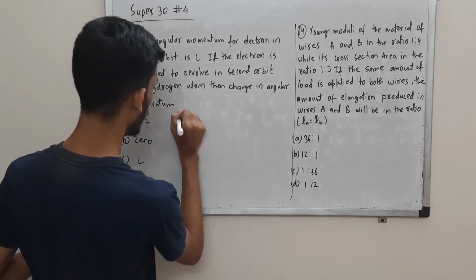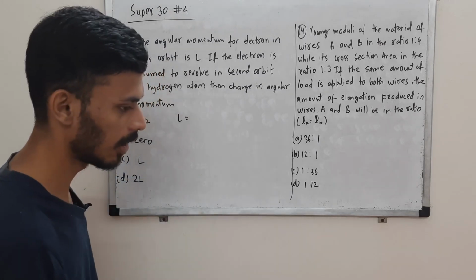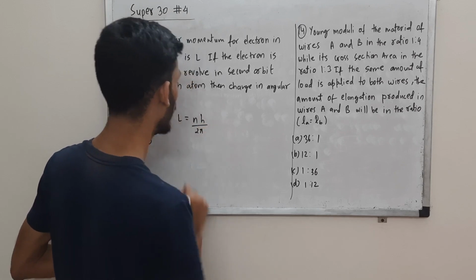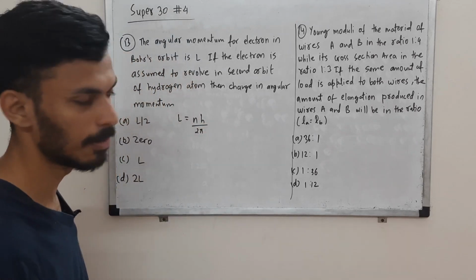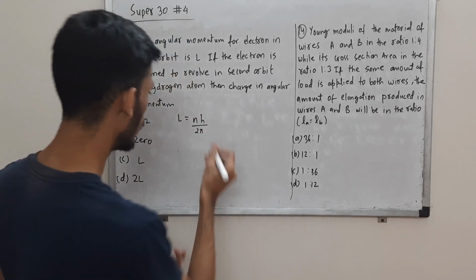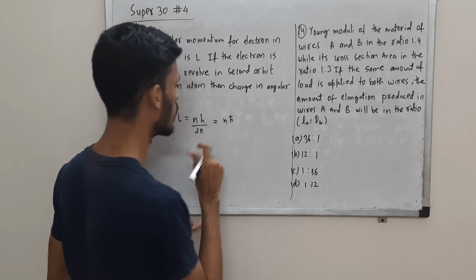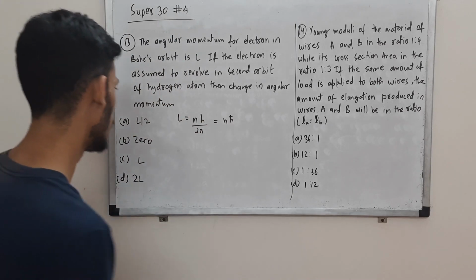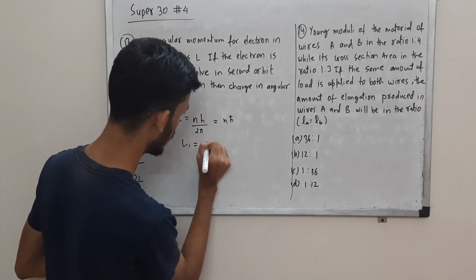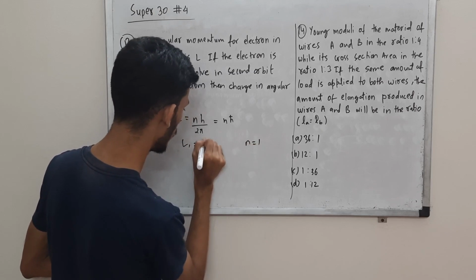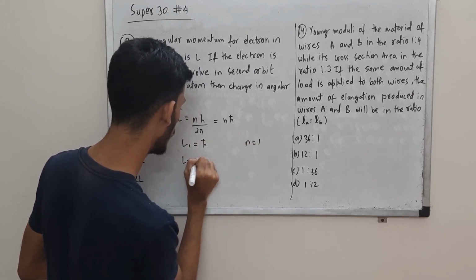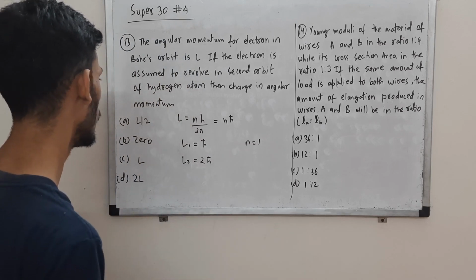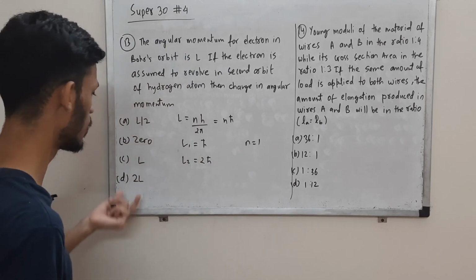In Bohr's theory, quantization of angular momentum says it is n h by 2 pi. Angular momentum is an integral multiple of h over 2 pi, or you can write it as n h cut, because h cross is h by 2 pi. In the first orbit, n is equal to 1, so here we will have h cross. In the second orbit, it will be 2h cross. Don't jump to the conclusion that this is 2 times L, so the answer should be 2L.